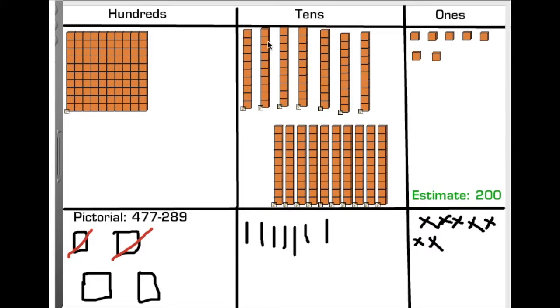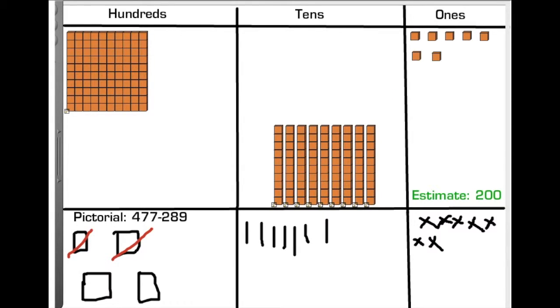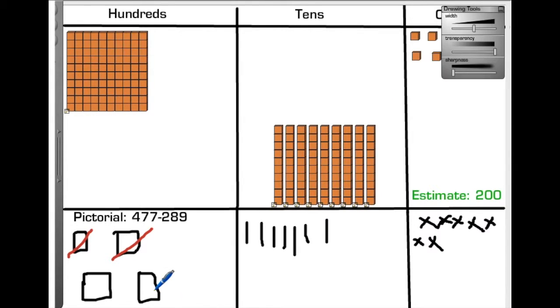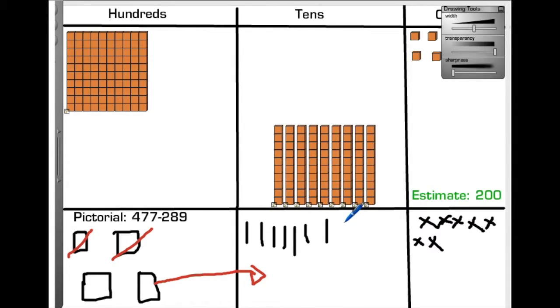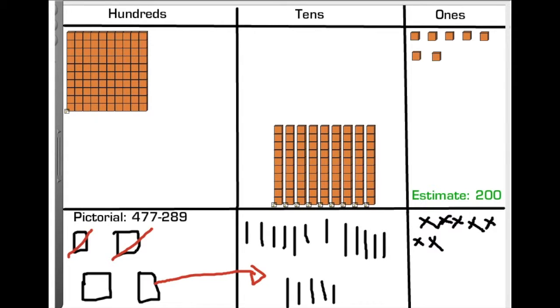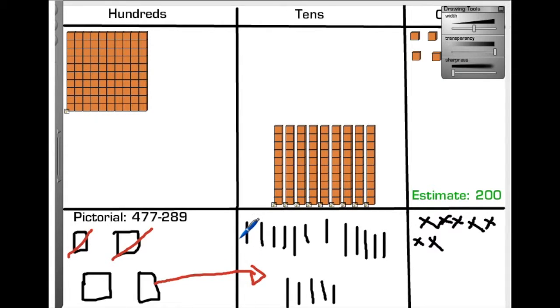So now that the subtraction is possible, we will subtract 8 tens. And now we can represent the trade by putting an arrow from the 100 over to the tens to show that we've traded it. And now we will just draw 10 more. And now we can show the subtraction by again crossing out with the same color pen. So we had to subtract 8, so we'll cross out 8.